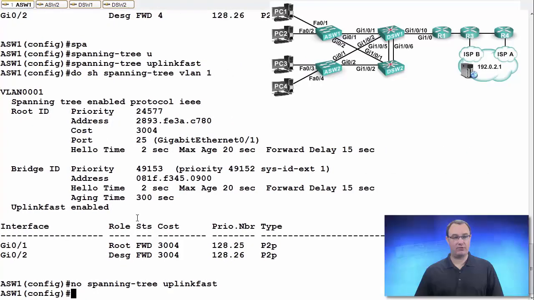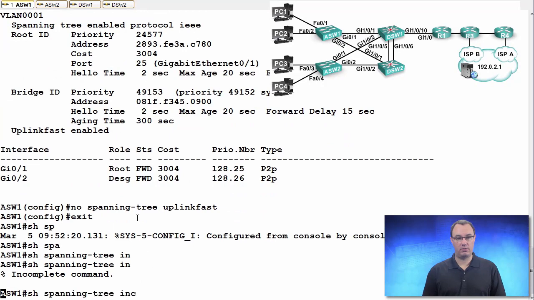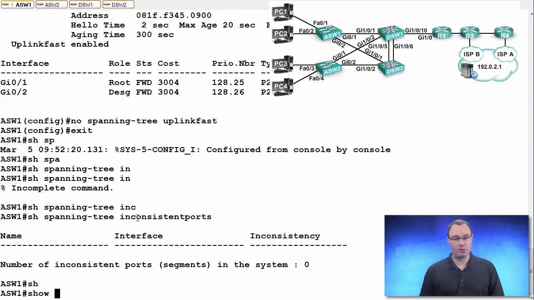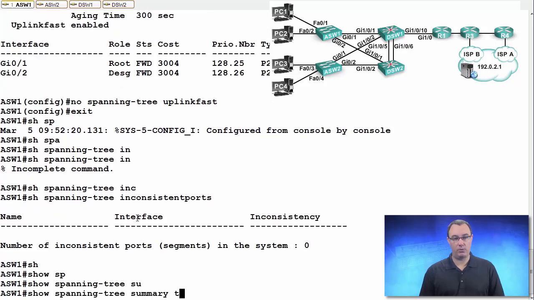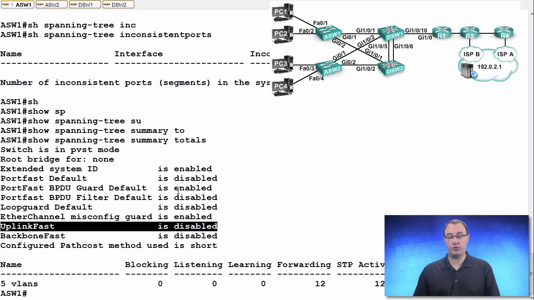Show spanning tree inconsistent ports. Show spanning tree inconsistent ports is an important command. That is going to tell you if you have features that are triggering blocked ports and things like that, or disabled ports, essentially. They self-heal, by the way, when the underlying issue is corrected. Show spanning tree summary totals tells you what spanning tree features are on, by the way. So if you weren't sure if uplink fast were on or off, you can tell with this command.